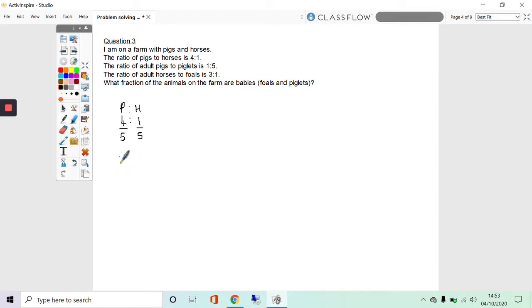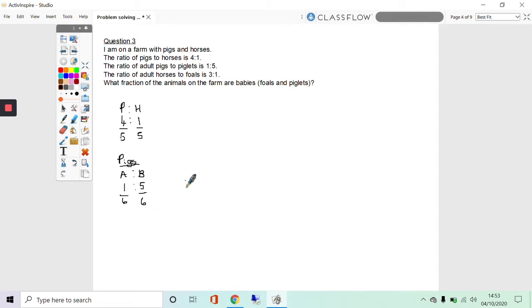Now, if I look at pigs to begin with, adults to babies. So my ratio of adult pigs to piglets, so adults to babies, is 1 to 5. And I've got 6 parts in that ratio altogether. So 1/6 of my pigs are adults and 5/6 of them are babies.